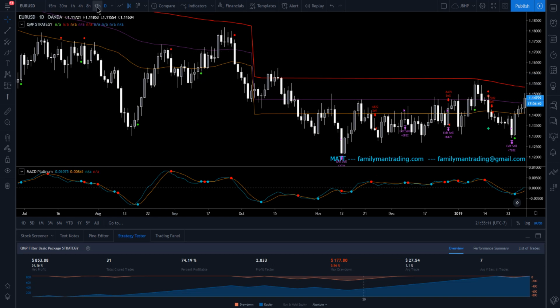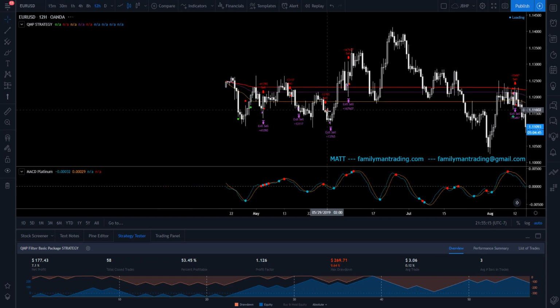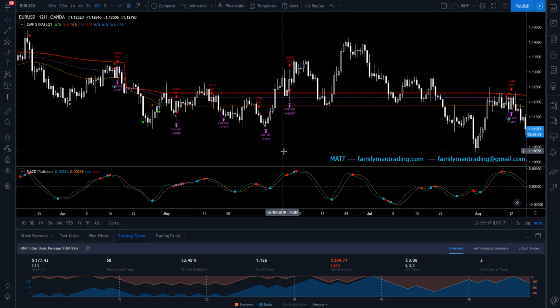Okay, so we're going to look at the euro dollar 12-hour chart. And what we're going to do is notice that the current setup where we have the base plus high risk is not very good for the euro dollar 12-hour. We've got pretty good drawdown here at 9.6% with a 7% profit. We're not making any money, we're losing money. So we need to figure out how to change that.